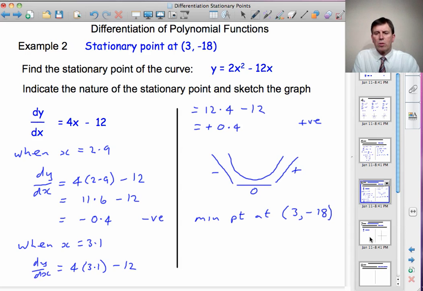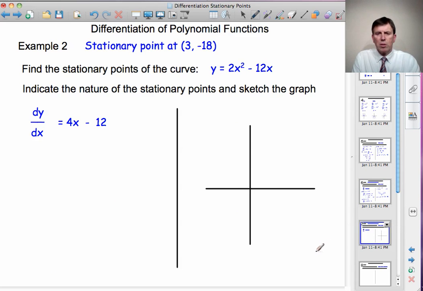And we'll now go on to look at the same thing using the second method, the second derivative. If dy by dx is equal to 4x minus 12, then d2y by dx squared, simply differentiate again. We differentiate 4x, we get 4. Differentiate minus 12, it's 0. So d2y by dx squared is 4, or let's say plus 4. And it's not dependent on x, it's always plus 4.